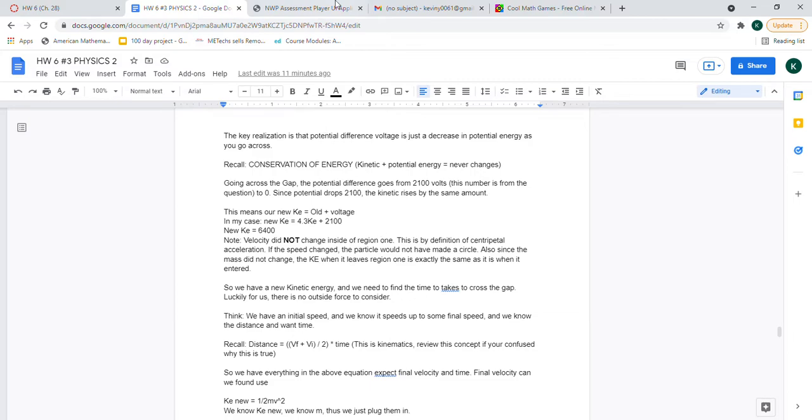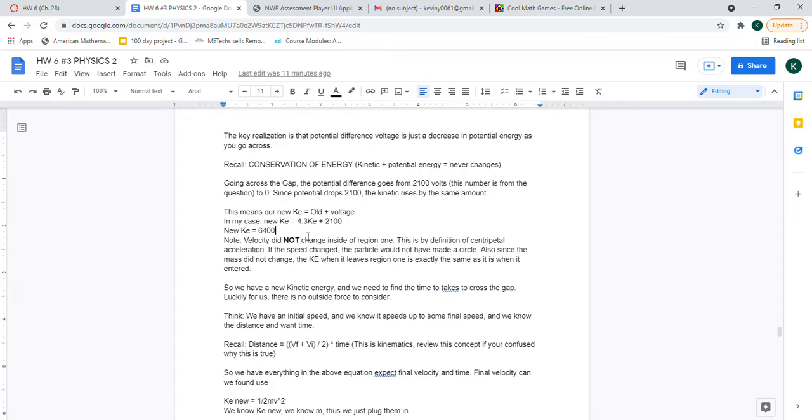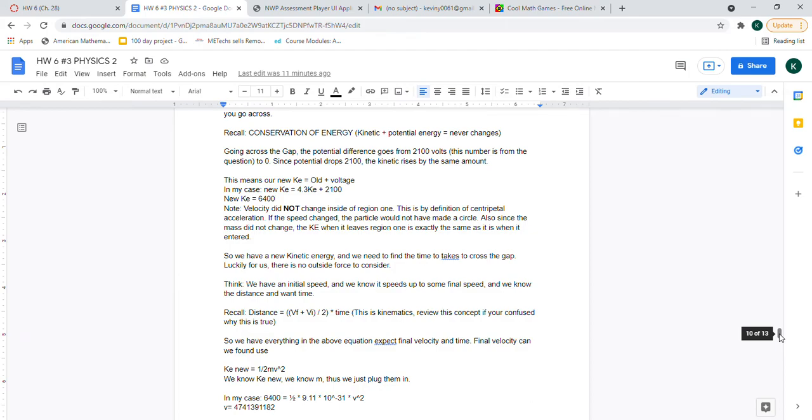So this means the kinetic energy rises by that much. Since KE was given in keV, we can just add them together to get our new KE. So we take our 4.3 keV from here, and then add 2,100, your voltage here, and this gives you your new KE at the end. Why are we doing this? Because we need to know the final speed. Why do we need to know the final speed? Well, you need to know the speed when it goes into region 2, for the same reason why we need to know the speed for region 1, because we need to find angular velocity, and you need velocity to do that.